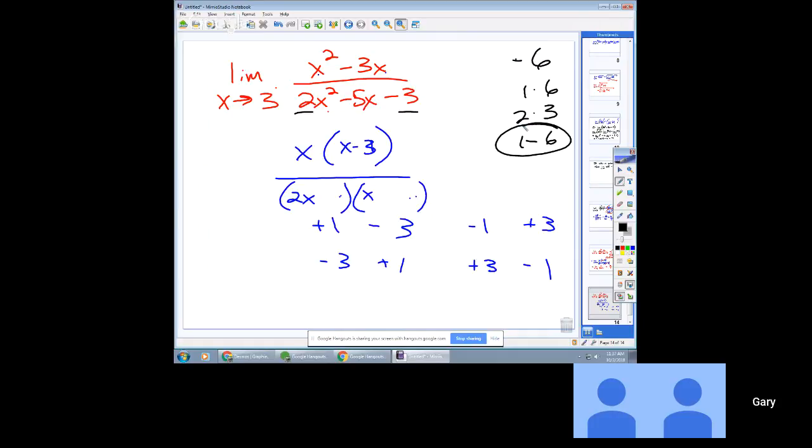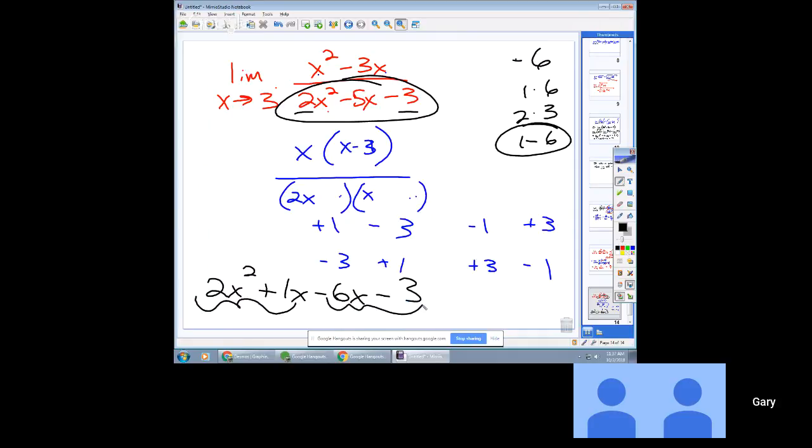So if you're using that technique, then you rewrite that as 2x squared plus 1x minus 6x minus 3, and then you factor by grouping. Here I get a factor of x, which leaves a factor of 2x plus 1. What do the second two have in common? Negative 3. I take the negative out: negative 3 goes into 6x, leaving a positive 2x, and negative 3 goes into negative 3, leaving a plus 1.